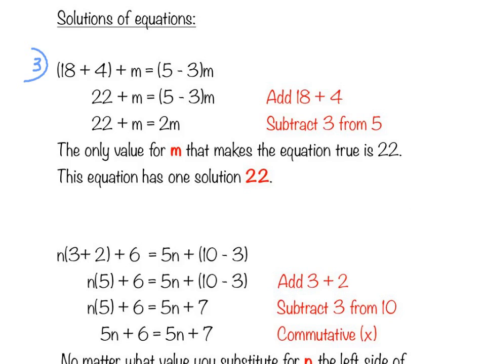So go ahead and use order of operations. 18 plus 4 is 22, plus m is equal to 5 minus 3 times m. And now let's do 5 minus 3. It says 22 plus m is equal to 2m. And so what we can say is that the only value for m that makes this equation true is 22. So this equation has one solution, and that solution is 22.